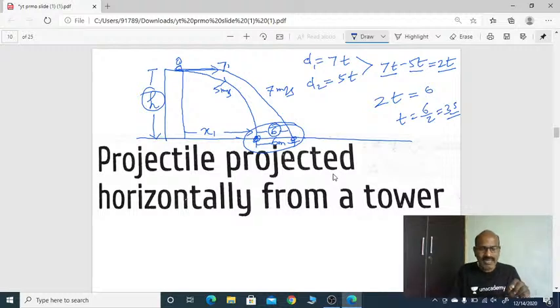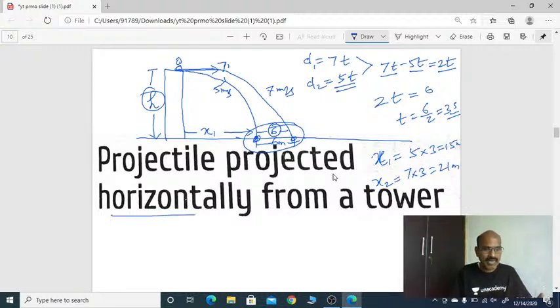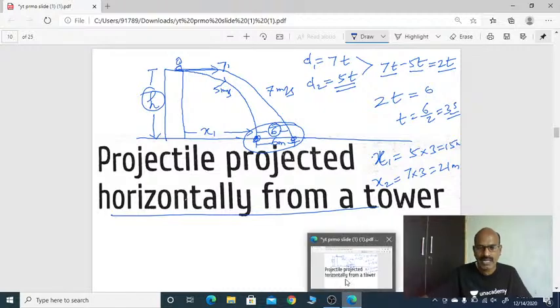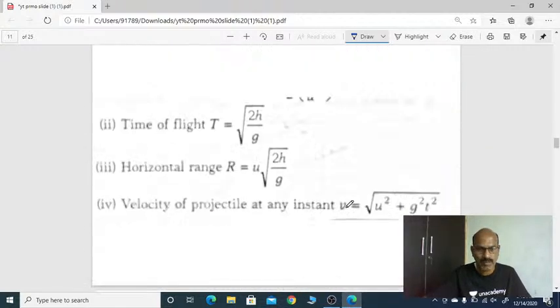Now what is the distance from the foot of the tower for the first body? The distance is 5t, 5 into 3, 15 meter. For the second body, x2 equals 7 into 3, so 21 meter. 21 minus 15 is 6. It's correctly given. So you need to understand horizontal projectile motion. Let us now see a numerical based on this.